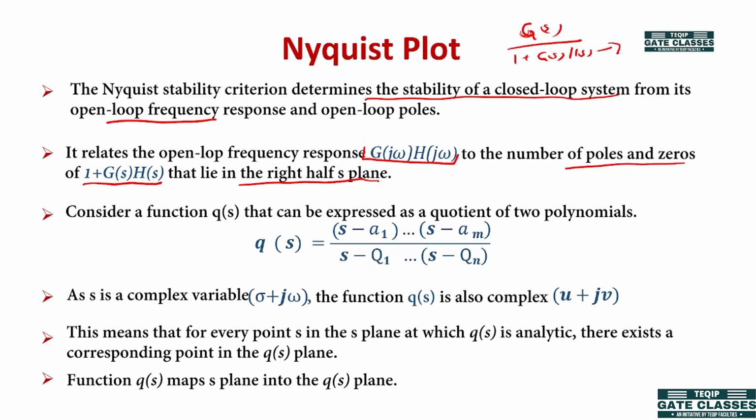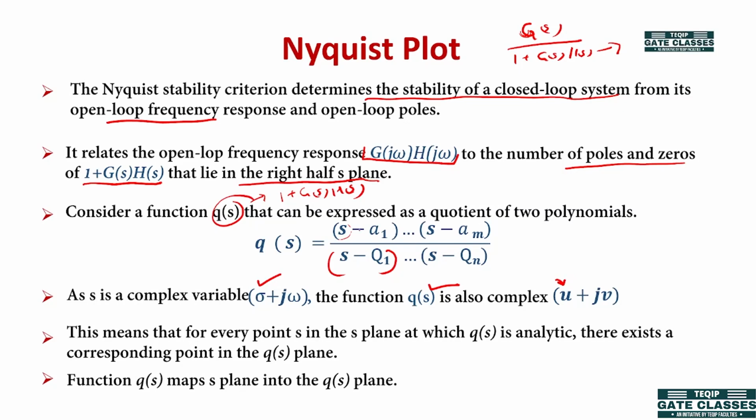So let us consider a characteristic equation, that is Q(s). This is the characteristic equation of the closed loop system, that is 1 plus G(s)H(s). It is expressed in the form of (s minus a1) into (s minus a2) up to (s minus am) divided by (s minus q1) into (s minus q2) up to (s minus qn). As we know, s is a complex number, that is sigma plus j omega. So for each value of s, we get a Q(s) which is also a complex number. Let's say this is u plus jv.